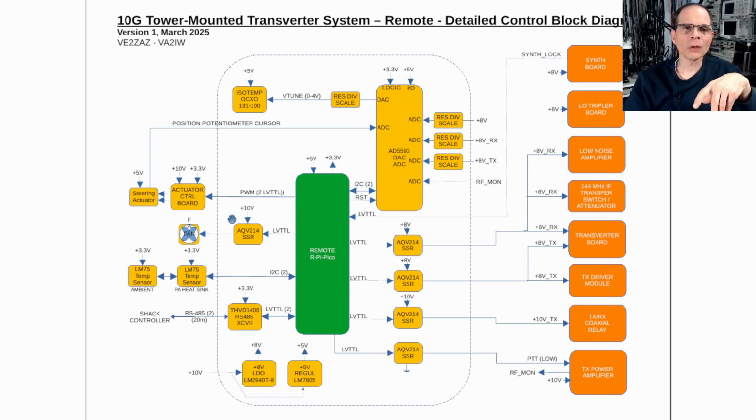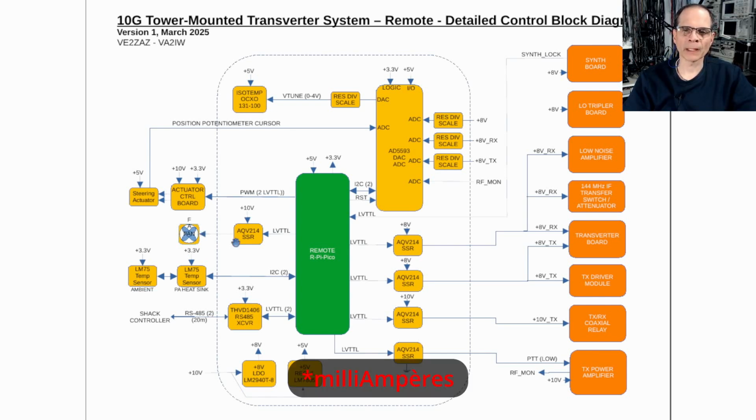I have an additional AQV 214 here, a solid state relay, to control a fan. It would definitely be a 12 volt fan placed on the 10 volt bus, because the 10 volt is the main bus on my system. So 10 will be enough to make the fan run. And some small fans draw only a couple hundred milliwatts, so an AQV 214 is good enough for that.